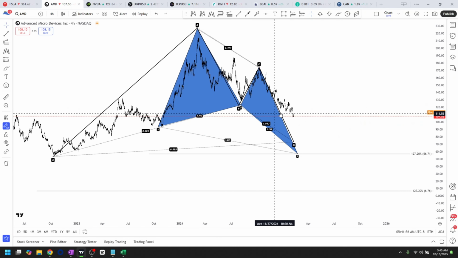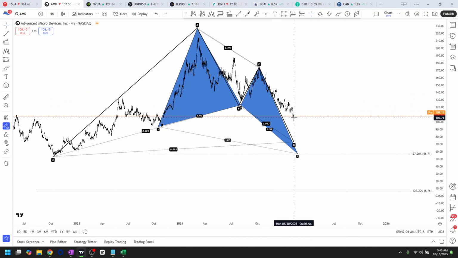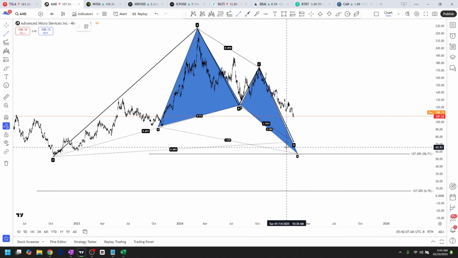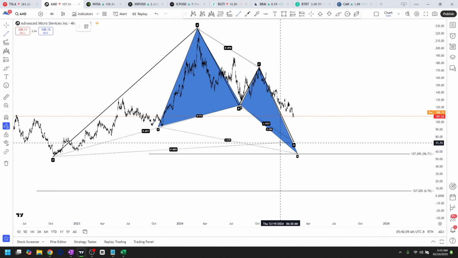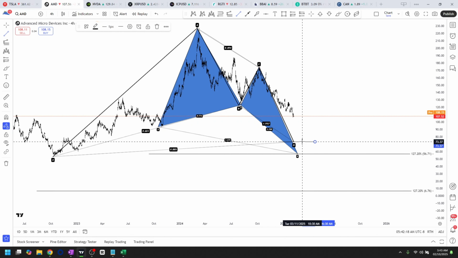So entering on this 786. Okay, here it is. Actually, right here. There's going to be two chances here. There's going to be two chances to get long here. The first one is actually around $73 for AMD, should it keep falling.